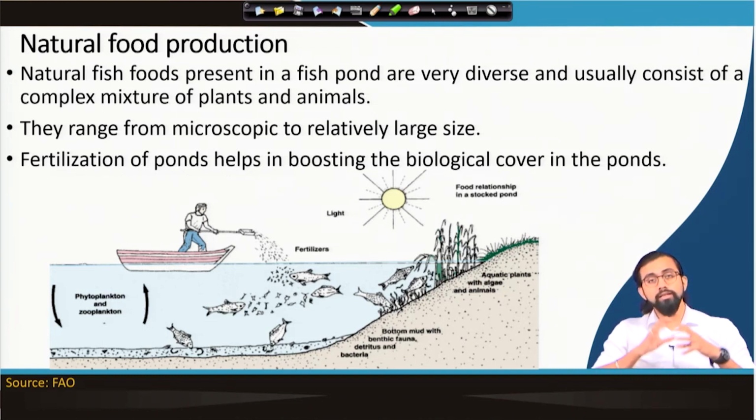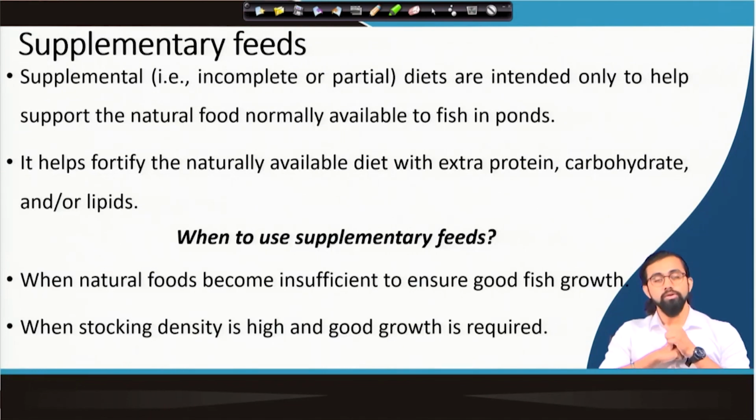Then accordingly the whole system will evolve, and the whole system will benefit out of it. So that is why sometimes we provide fertilization to boost the biological cover in the ponds. The second thing is supplementary feed, that I already told you. It's an incomplete or partial diet, intended only to support the natural food which is already available in the pond, so that the fish will not feel stressed that they don't have an ample amount of food available to survive.